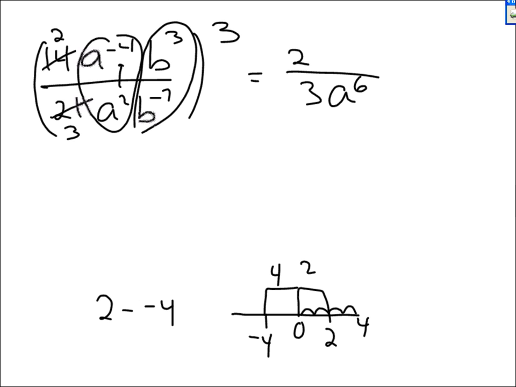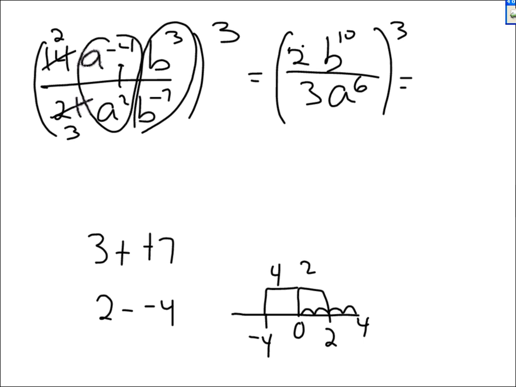The larger power of the b is on top. What is the larger power minus the smaller power? I mean, you can just go 3 plus 7, that's fine, or 10. And now we need to raise this to the third power. Well, 2 cubed is 8, and b to the 10 cubed is b to the 30. 10 times 3 is 30.